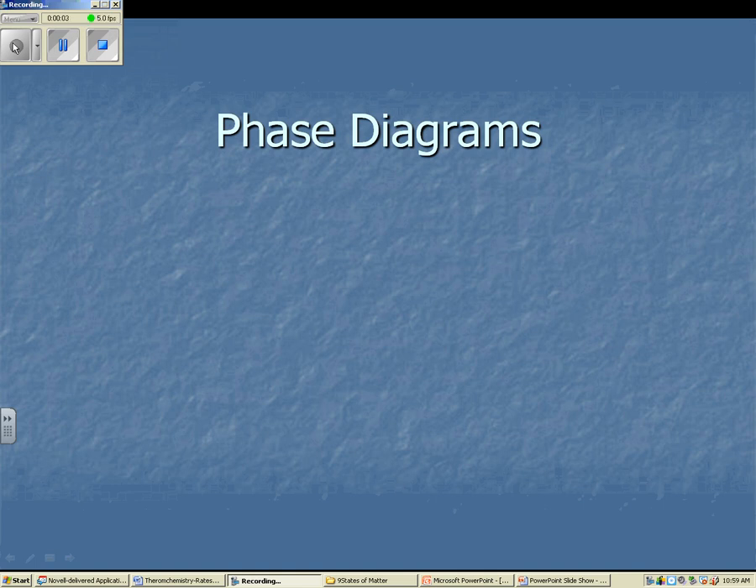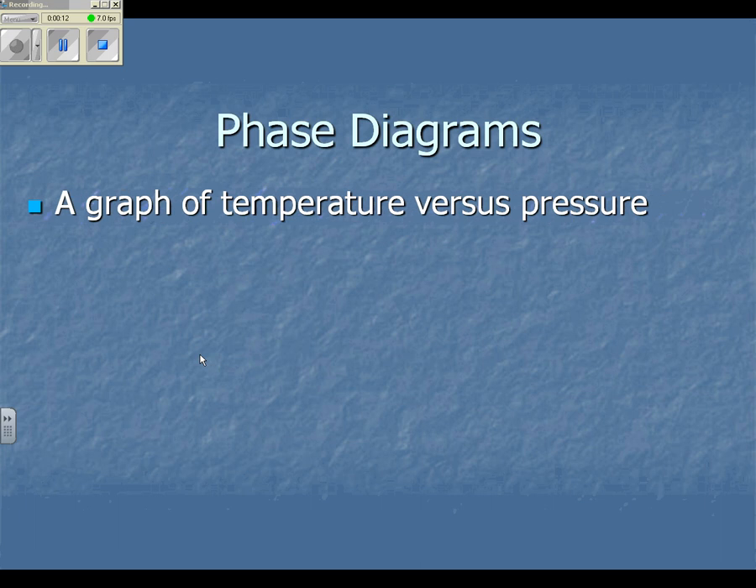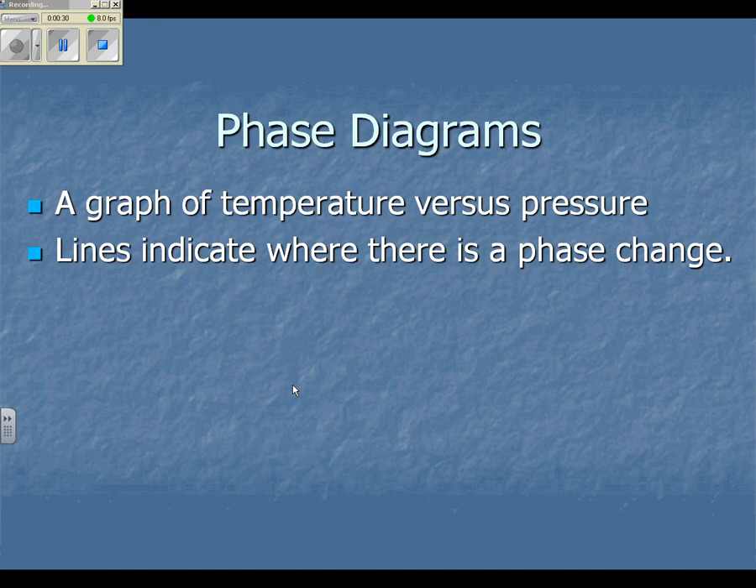Here's a quick lesson on phase diagrams, how to read those. They're pretty easy to read once you get the hang of them. So here we go. Phase diagrams are a graph of temperature versus pressure. Normally when we think of phase changes, we only think of temperature, or at least that's what we thought of up until now. But phase diagrams bring in that added dimension of pressure, because pressure can affect the states of matter. Lines on the phase diagram indicate where a phase change is going on.